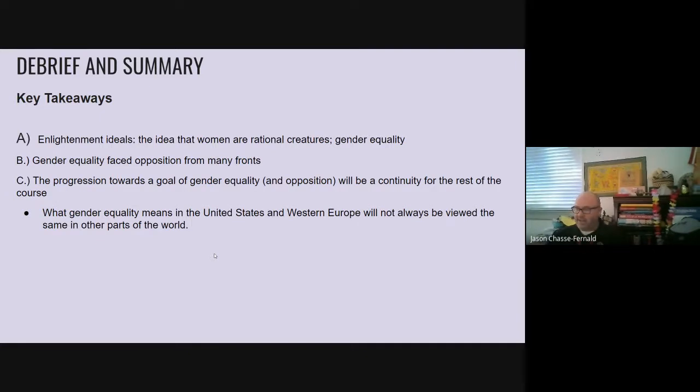And of course, once we get into later units, we'll talk about how this movement here influenced early women's rights movements in places like South Asia, and of course how some of this stuff was also rejected in parts of the world in the post-World War II era. So, right, different parts of the world, this may or may not be as relevant.